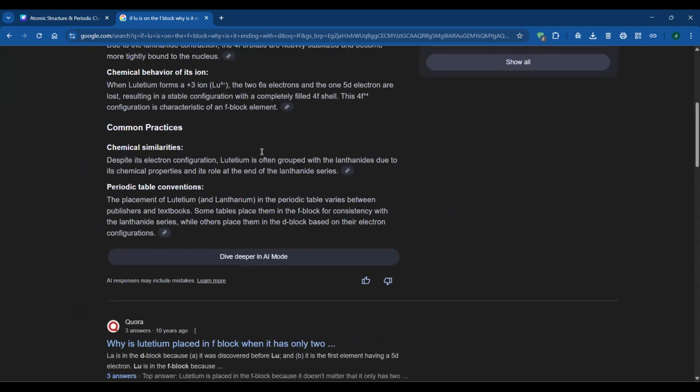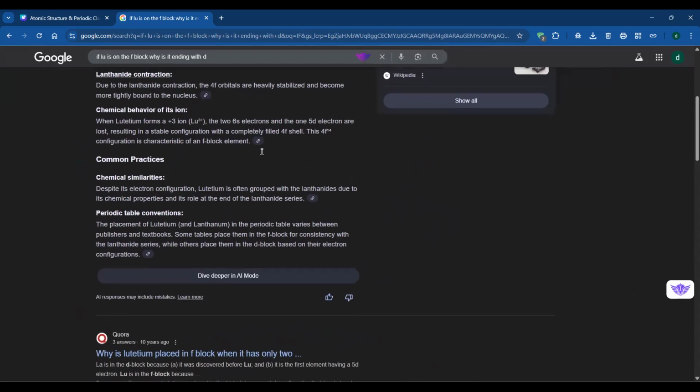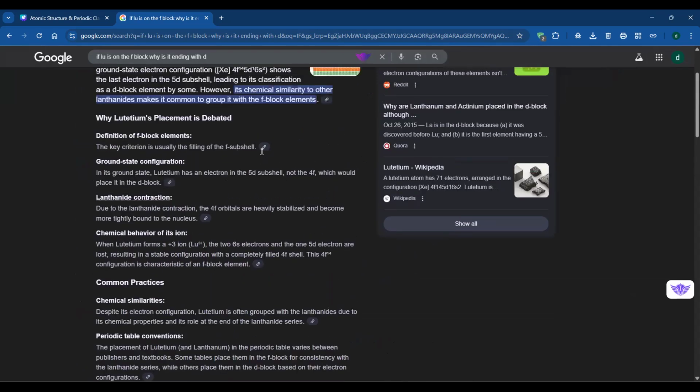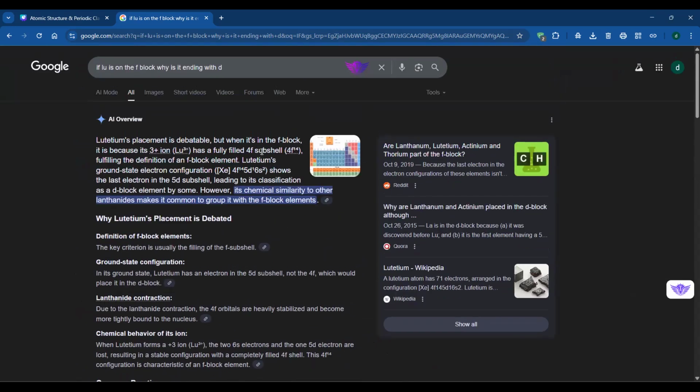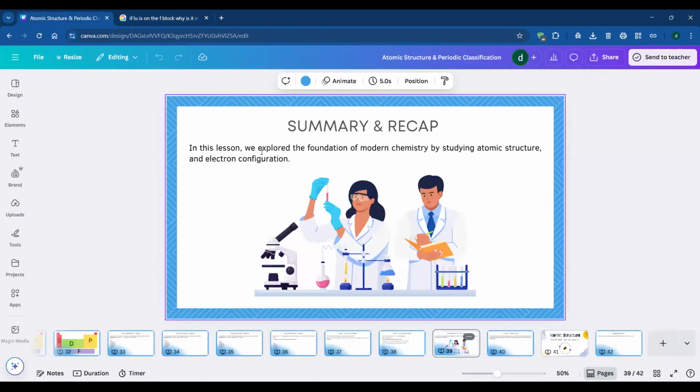So it's not like we were wrong with the electronic configuration. We were actually very, very correct. But because of how the periodic table was drawn, its similarity with the other elements in the F block was what made us see that difference. Are you cool with that now? All right.